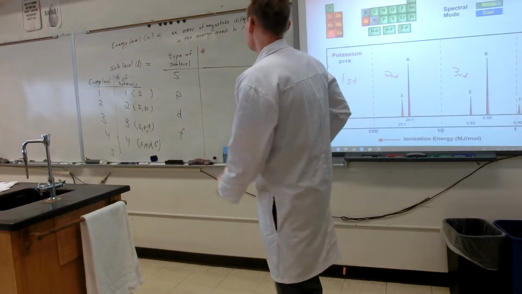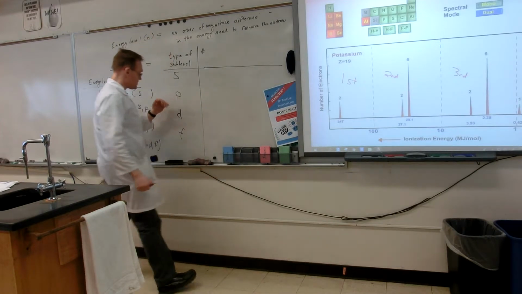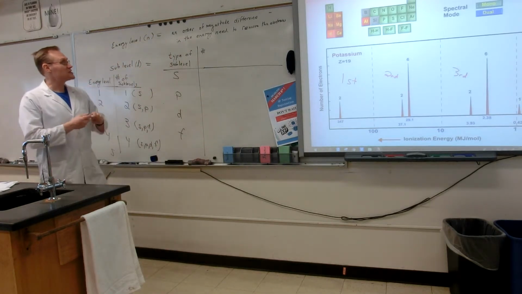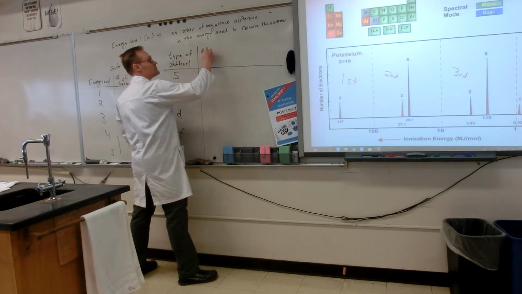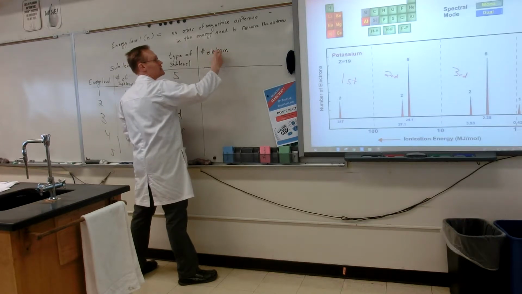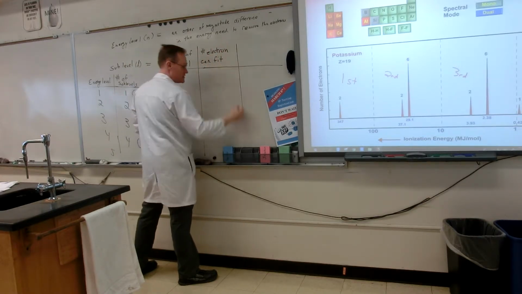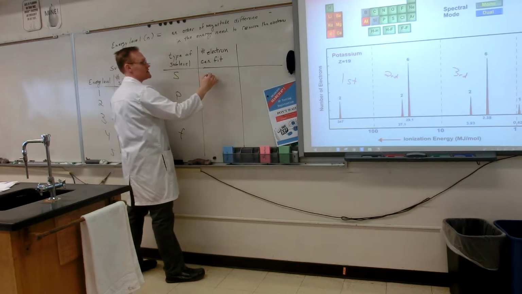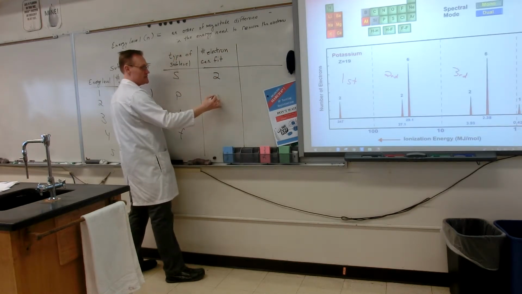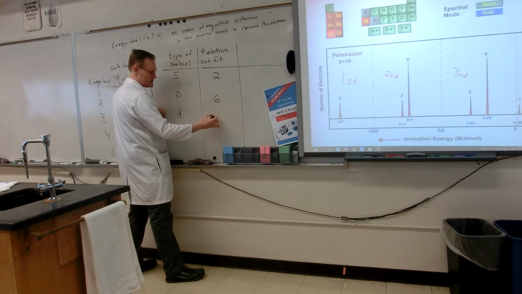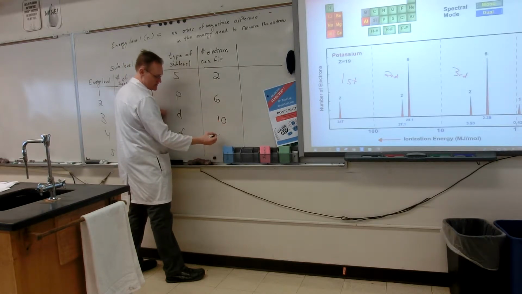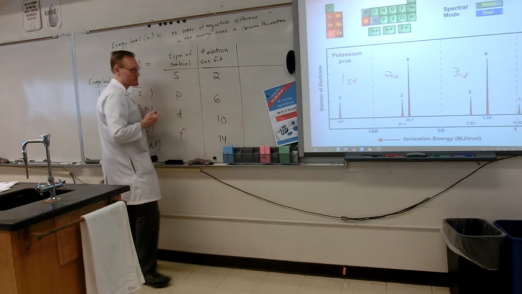So this gets us to talking about the type of energy level. We've got S, P, D, and F. How many electrons can fit in the S sublevel? 2. How many will I get in the P? 6. And in D? 10. F? 14.